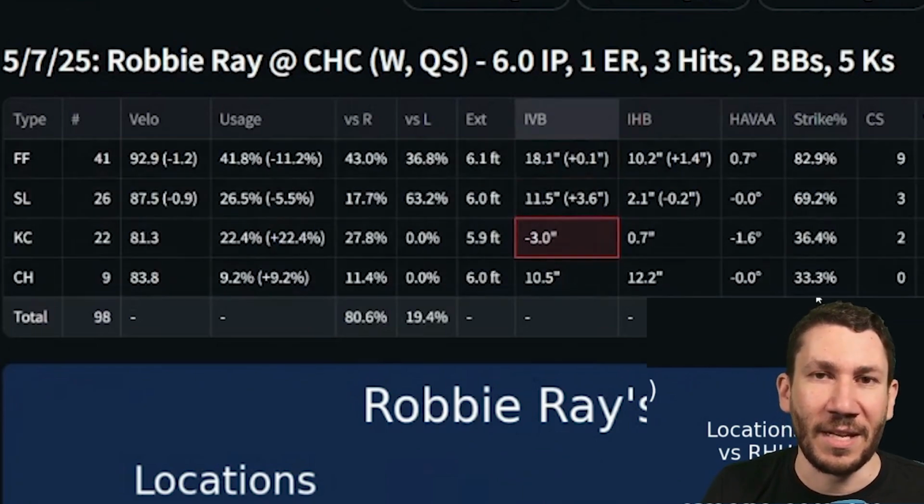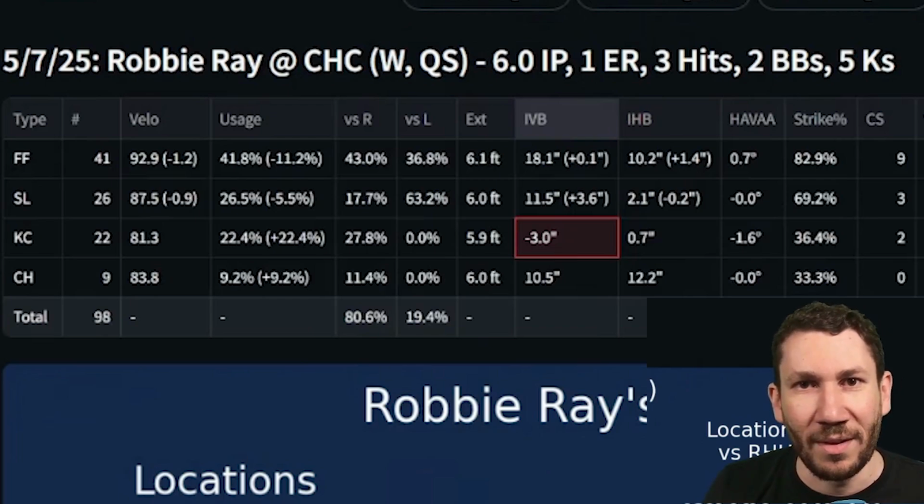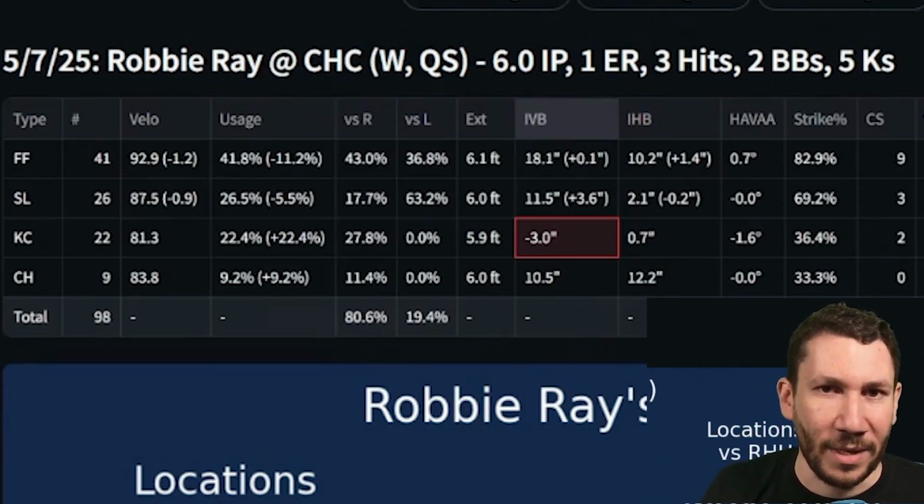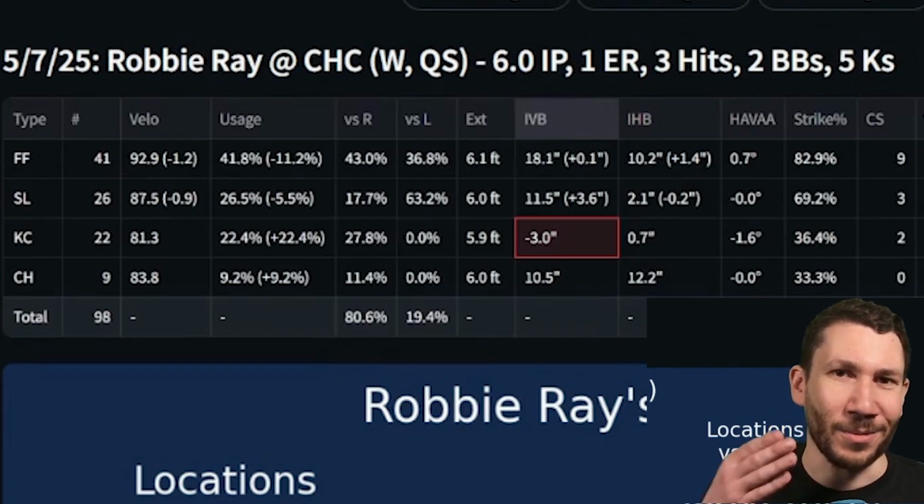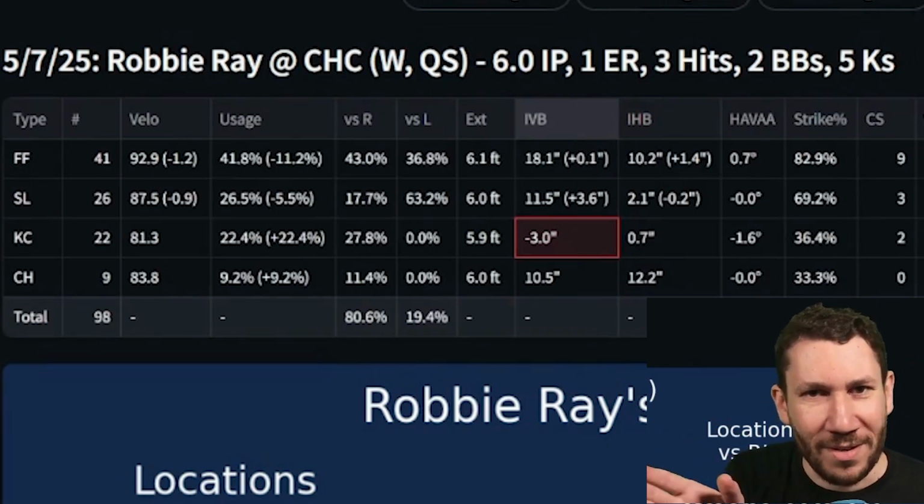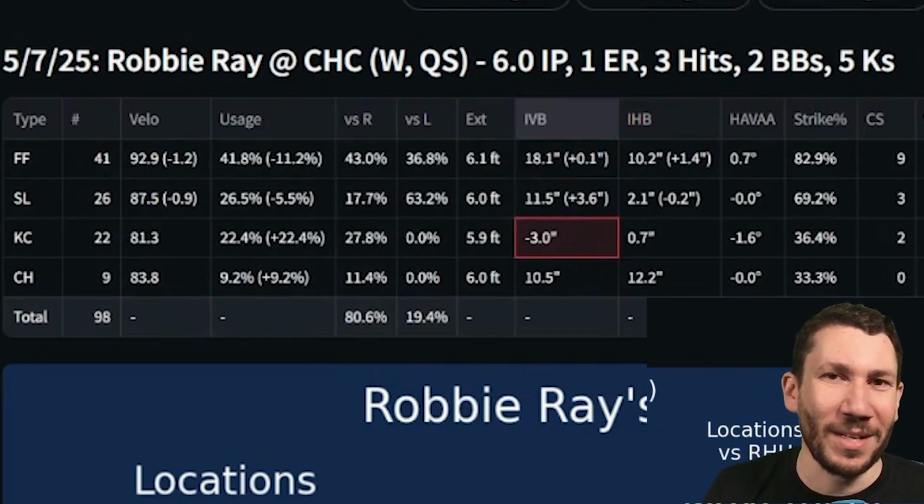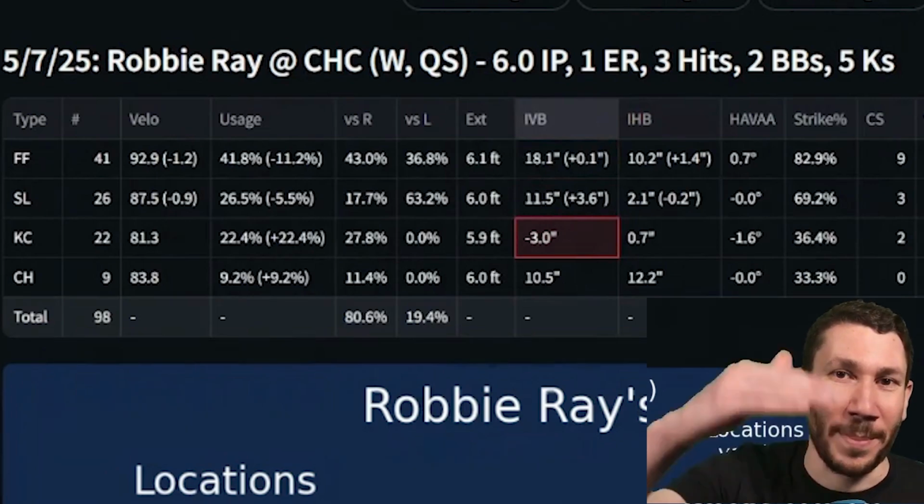It's 18 to -3, which is a 21-inch difference between four-seamer ride going up. I hate that it's called ride. It should be rise, because I used to call ride horizontal break, but we call that run now, and I just avoid ride. But this is 21 inches of going up versus down. Okay, you want the bigger gap, right?